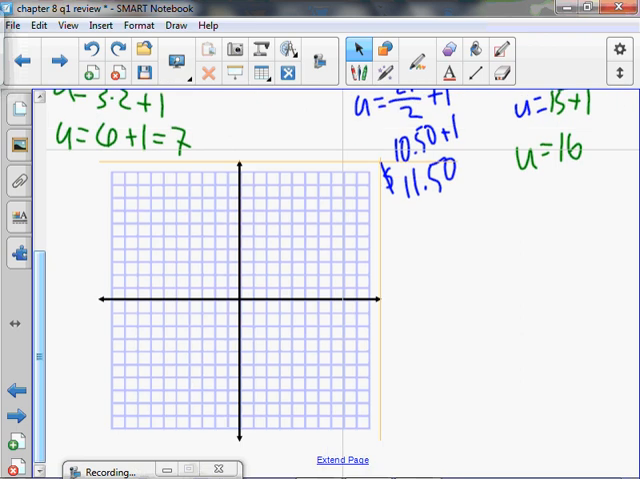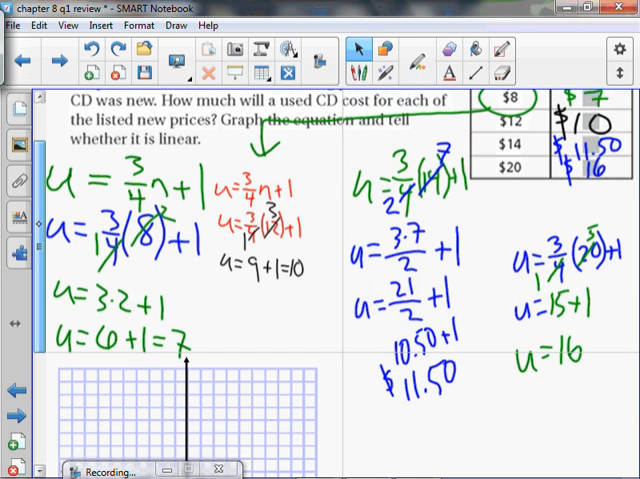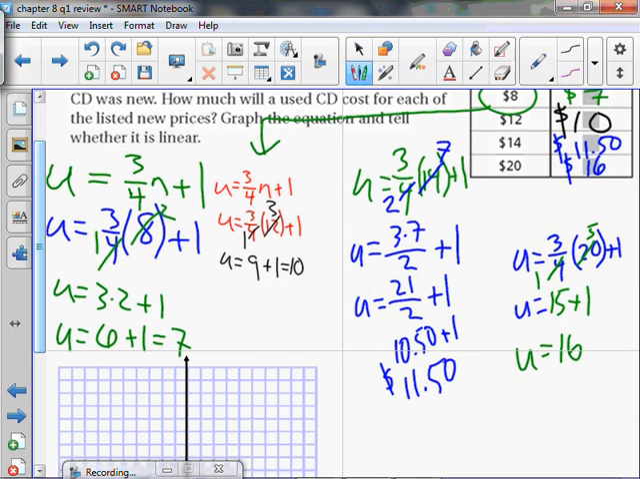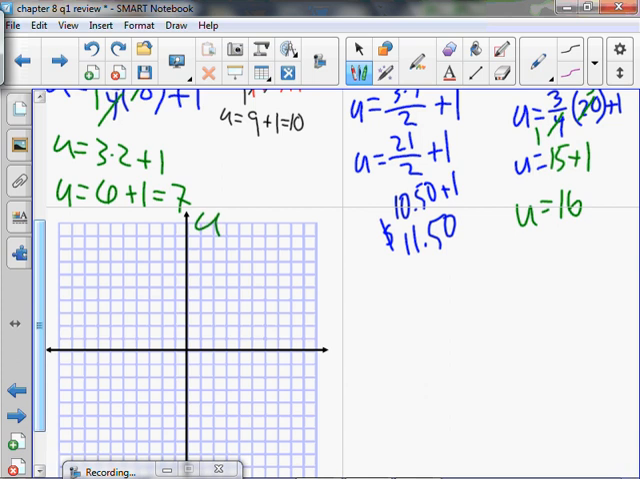Okay, and what I need to do is label these. Well, what was I solving for? I was solving for U, so U is going to be my y-axis. And N is going to be my x-axis. And then I'm just going to figure out what I need to do to make this fit.